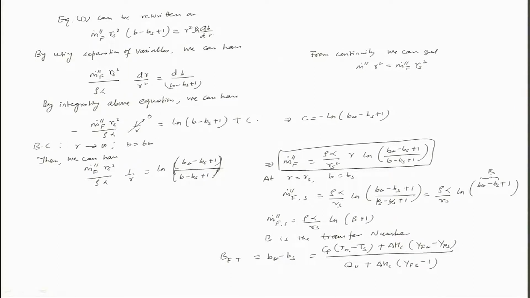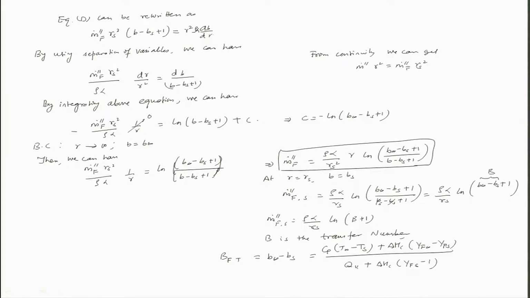So, keep in mind that delta Sc will be known to you, and Y_F infinity will be known. What will be Y_F infinity? It will be 0. And Y_Fs at the surface you need to find out, and how you will find that out is a very important question. Of course, you should know the surface temperature, T infinity will always be known, and Qv, the heat of vaporization, you will have to evaluate.